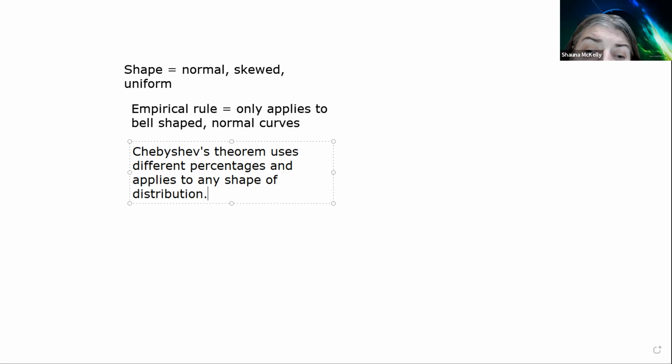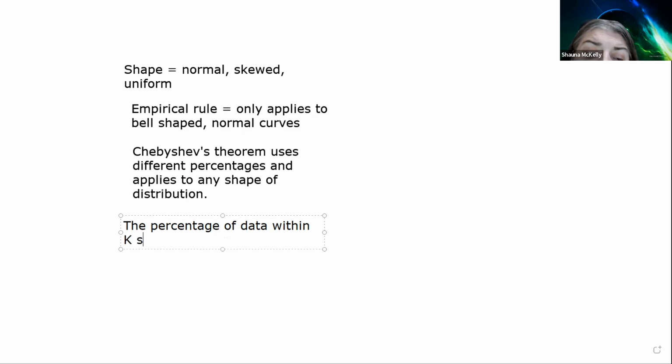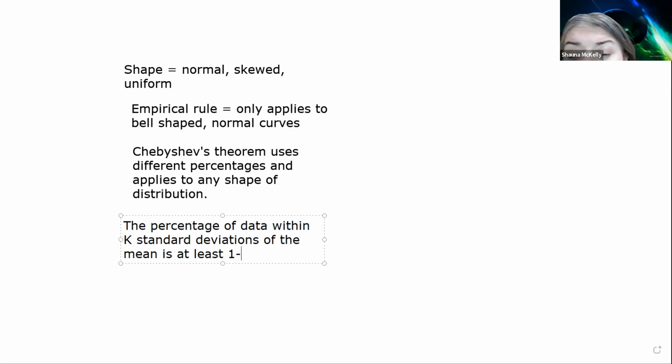Now, what happens with Chebyshev's theorem is that it's based on the number of standard deviations from the mean you are, above and below, right? But what it says is that the percentage of data within K standard deviations of the mean is at least 1 minus 1 over K squared, okay?